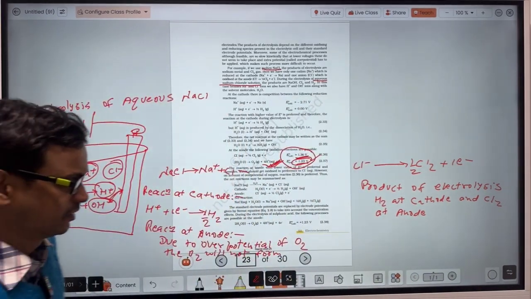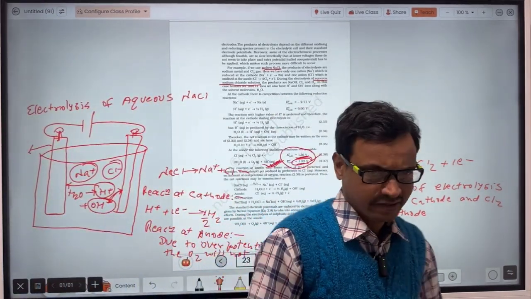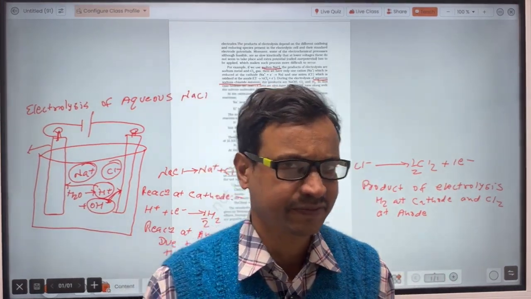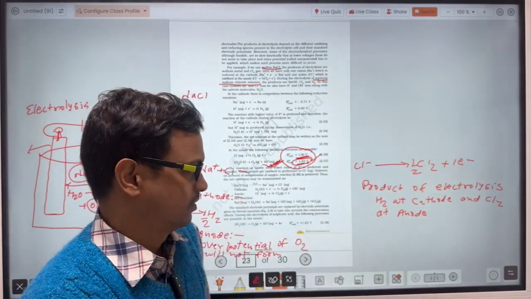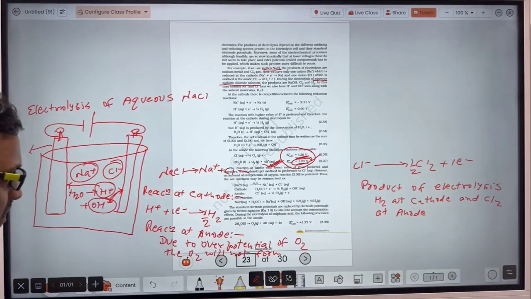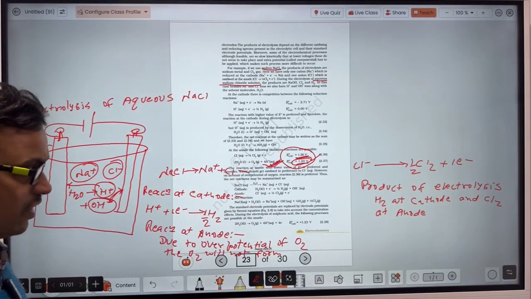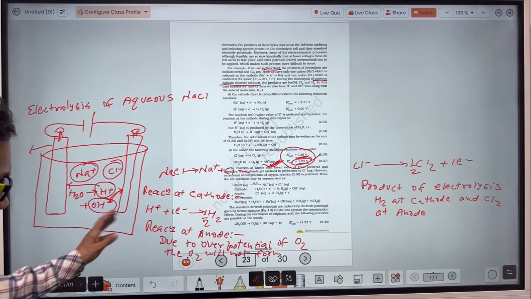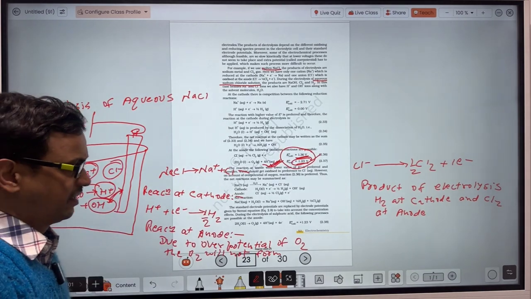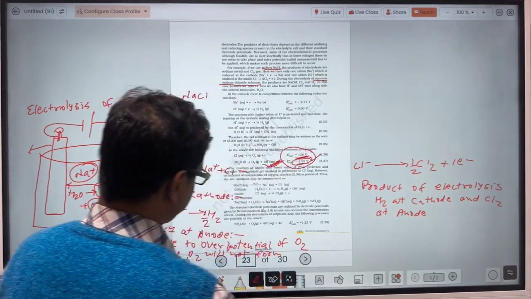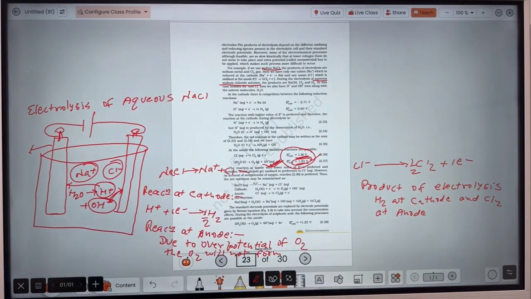In the examination, usually the question asks what the product of electrolysis is, and in the IIT Main examination a question may ask why, during the electrolysis of NaCl, Cl2 forms and not oxygen. Here, due to the overpotential, oxygen doesn't form at the anode.